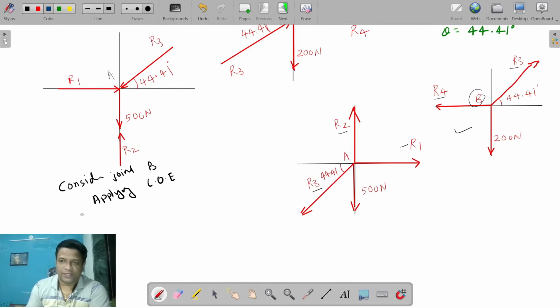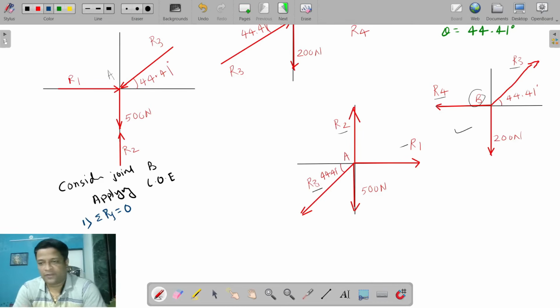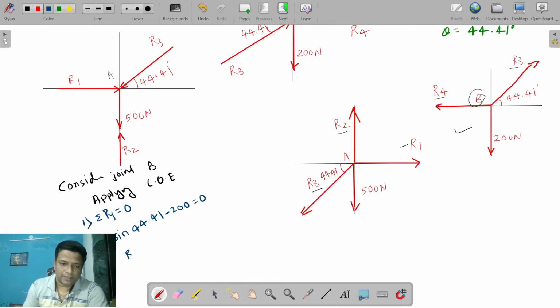So we'll start with the first equation. Summation of Fy is equal to 0. You can apply any one first, either summation Fx or summation Fy. So this equation becomes: R3 lies in the first quadrant, angle is 44.41, so R3 sine 44.41. Next vertical force, R4 is not vertical, neglect it, minus 200, equal to 0. So R3 sine 44.41 is equal to 200. So R3 is equal to 200 divided by sine 44.41. So we get the value of R3 is equal to 285.8 Newton. Okay, we get this answer.